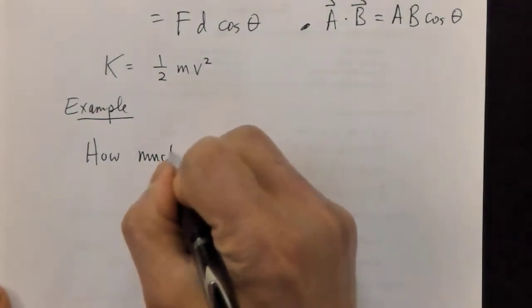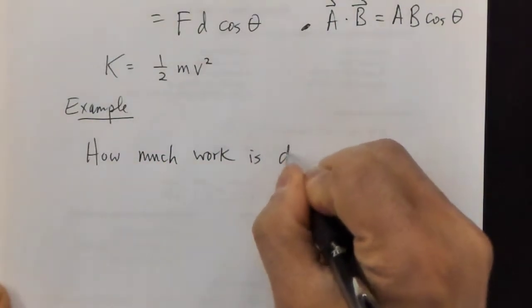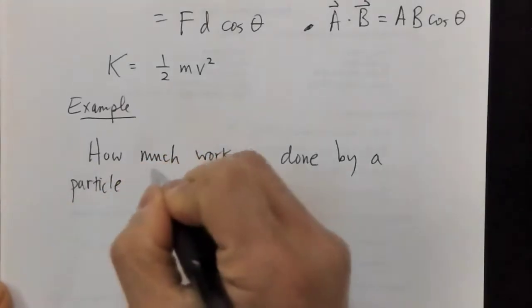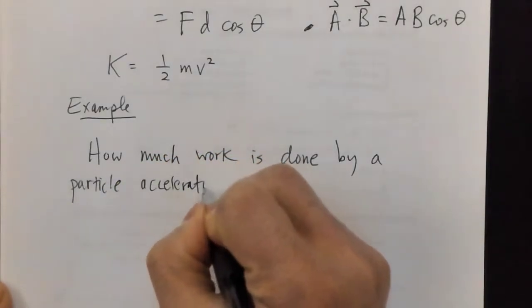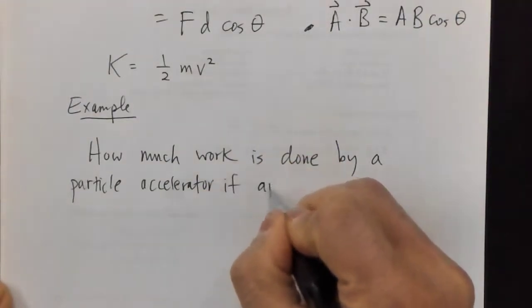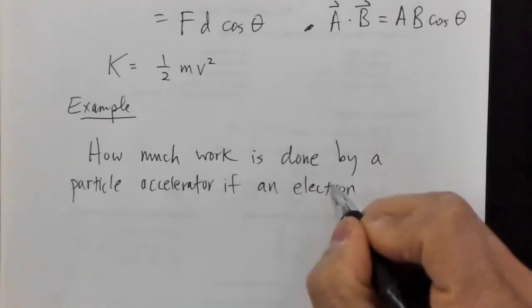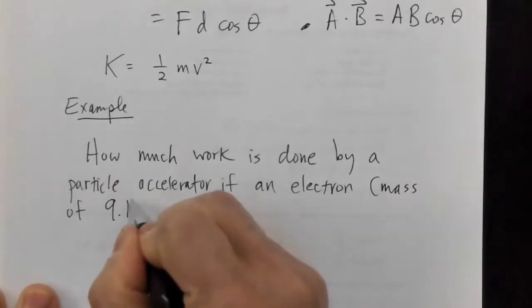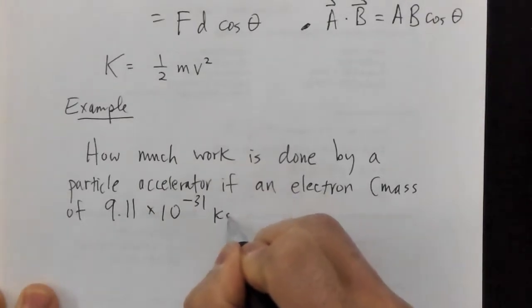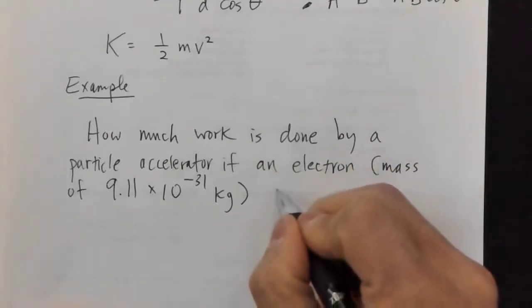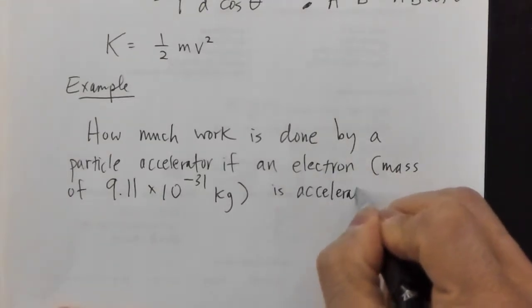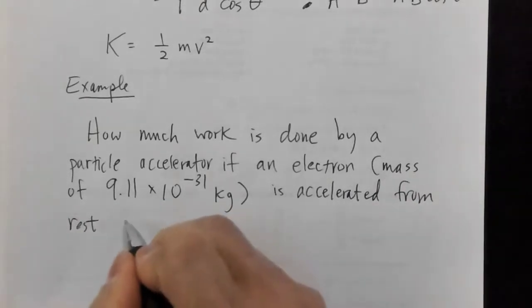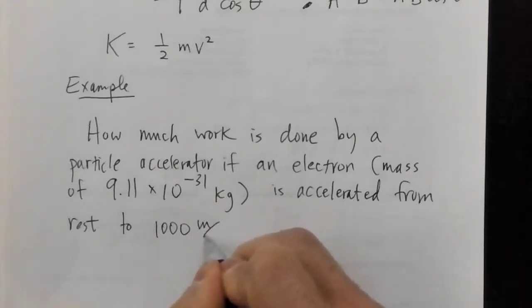So let's talk about this. How much work is done by a particle accelerator if an electron, a negatively charged object with a mass of 9.11 times 10 to the negative 31st kilograms, is accelerated from rest to 1,000 meters per second.